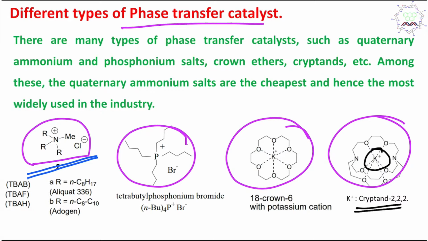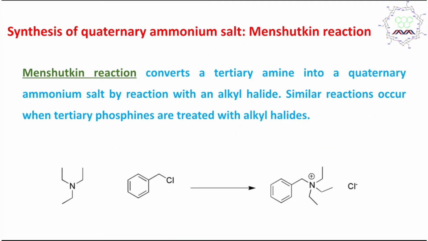That's why you see in industrial processes quaternary ammonium salts are used. So now our focus will be on quaternary ammonium salt. In this case, this ammonium salt is the cheapest one. Now let's learn how these quaternary ammonium salts are prepared. This is the Menshutkin reaction. How?